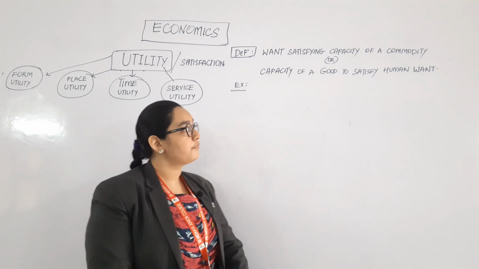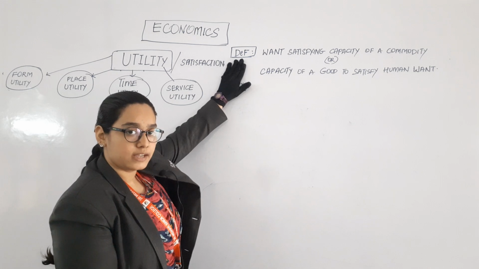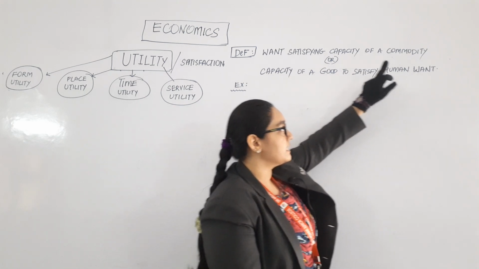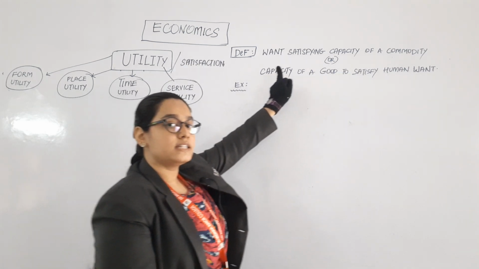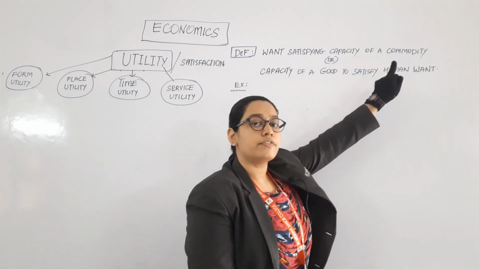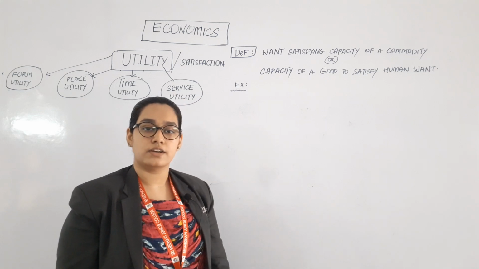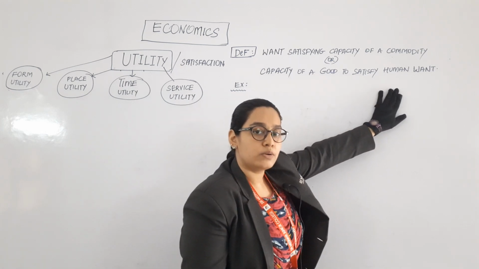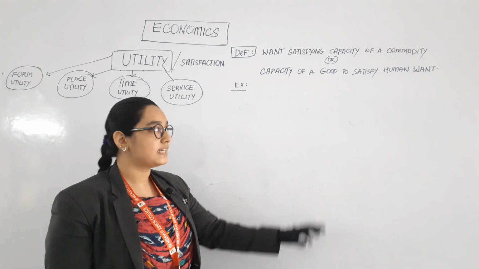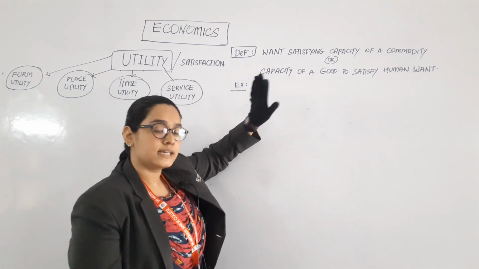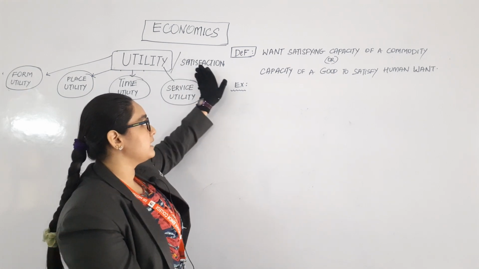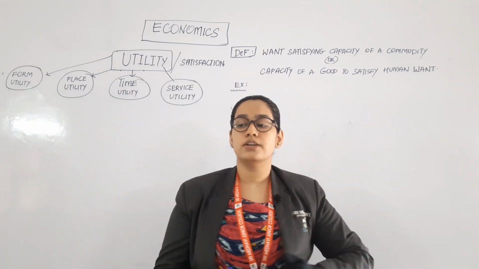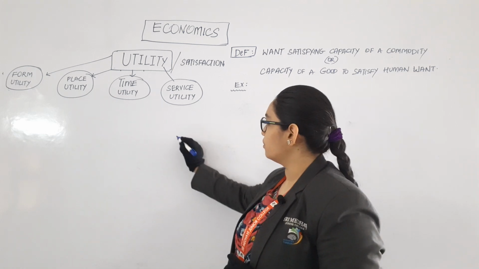Is it clear? If we see the definition according to economics, the want satisfying capacity of a commodity is known as utility. Or you can also say that the capacity of a good to satisfy human want is called utility. This is the definition according to economics, but always keep in mind that utility means satisfaction.